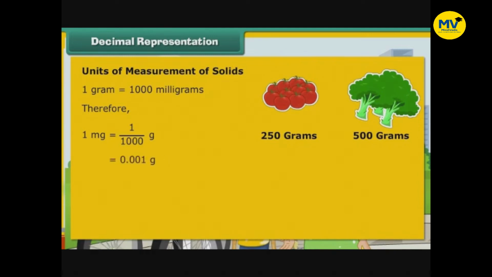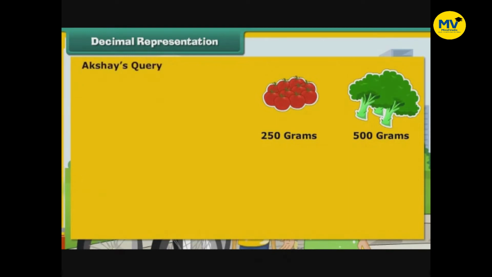That is equal to 0.001 gram. 1 kilogram is equal to 1000 grams. Therefore, 1 gram is equal to 1 by 1000 kg. That is equal to 0.001 kg. Let us now express the vegetables Akshay's mother purchased as kilograms.